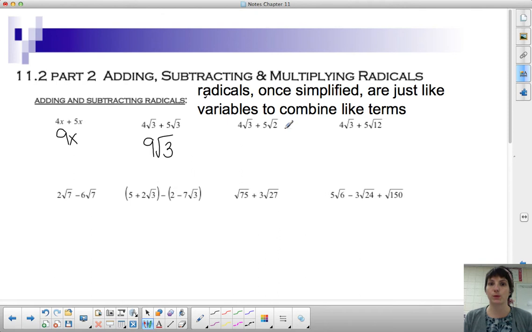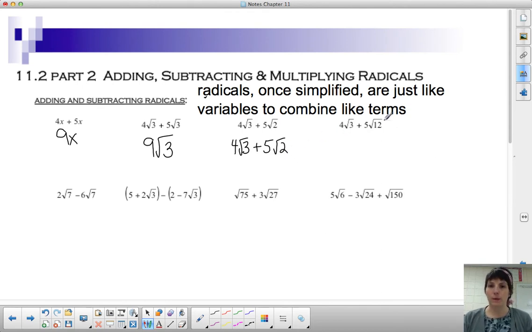When we look at this next example, 4 root 3 plus 5 root 2, notice here that those variables are different. It's like having 4x plus 5y, because they're not the same radical. So I can't combine like terms. And when I can't combine like terms, I just write it as a sum. So 4 root 3 plus 5 root 2 is as simplified as it gets.